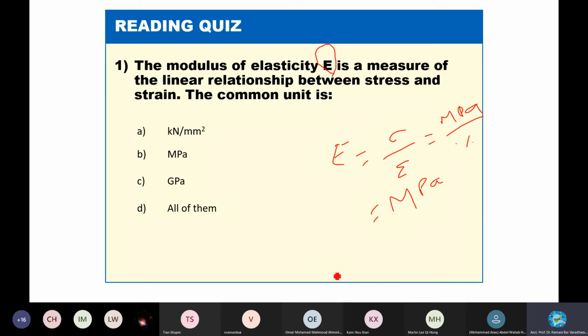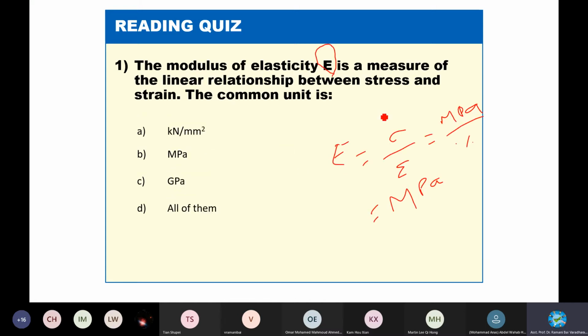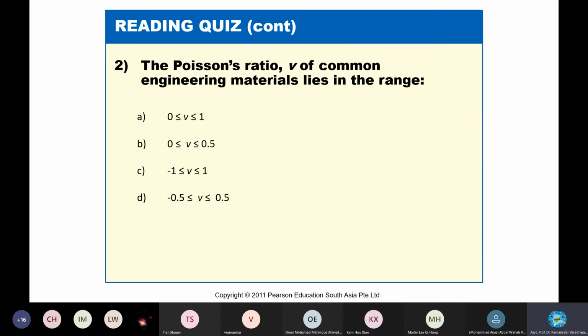I repeat, modulus of elasticity is defined as the ratio between stress and strain. When you substitute the unit, stress is denoted by megapascal or kilonewton per meter square or newton per meter square, over the percentage or number. Strain is a number, the ratio between two linear dimensions, right? Change in length to original. So I end up with just the unit of the stress itself. All this as a coefficient, we already divide by the percentage. That's why we take it as a coefficient or number.